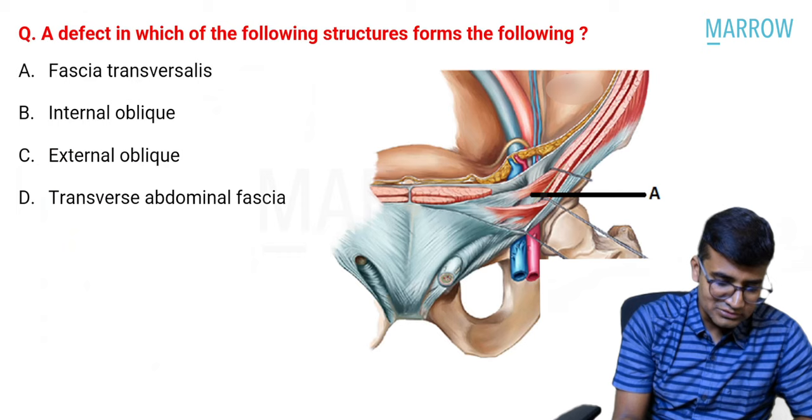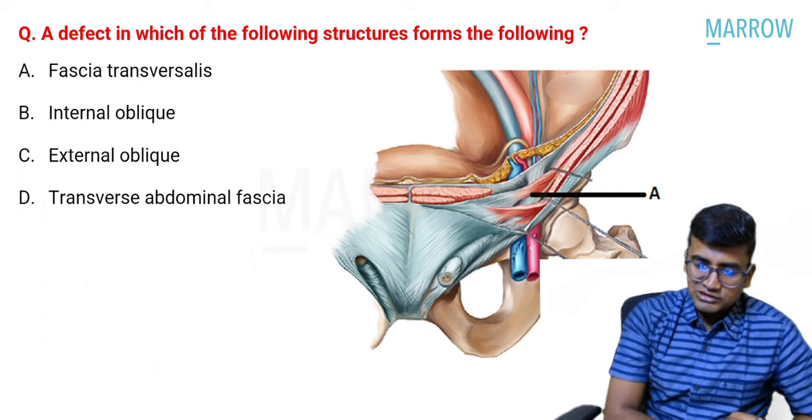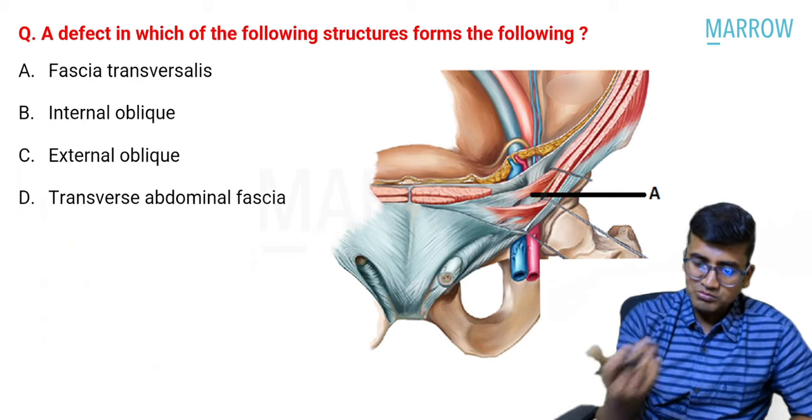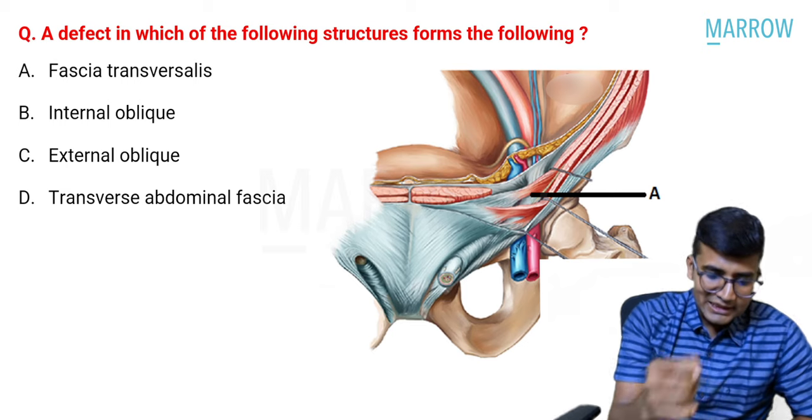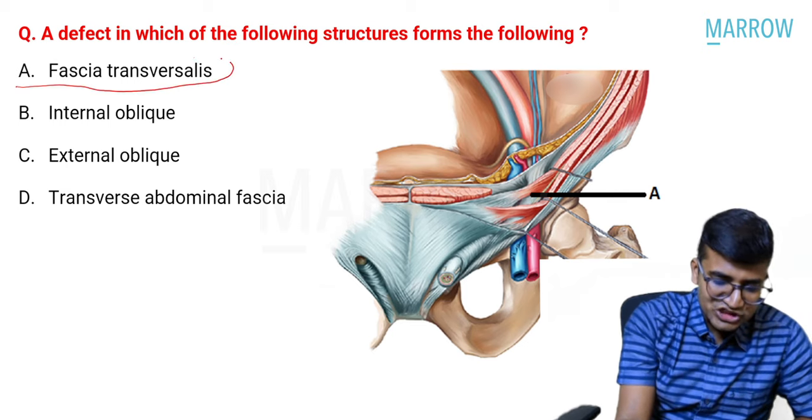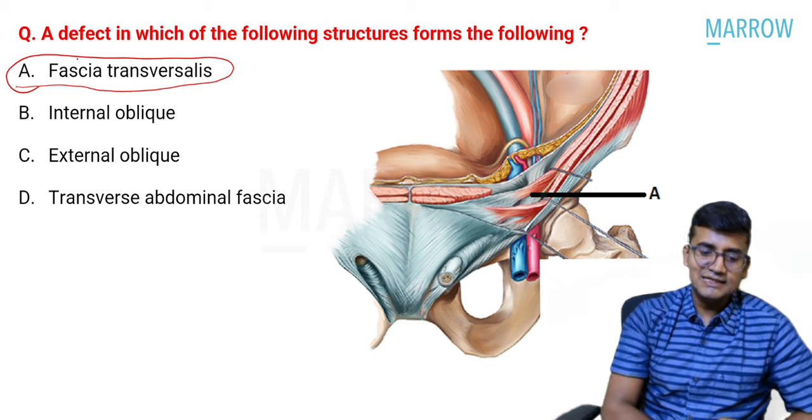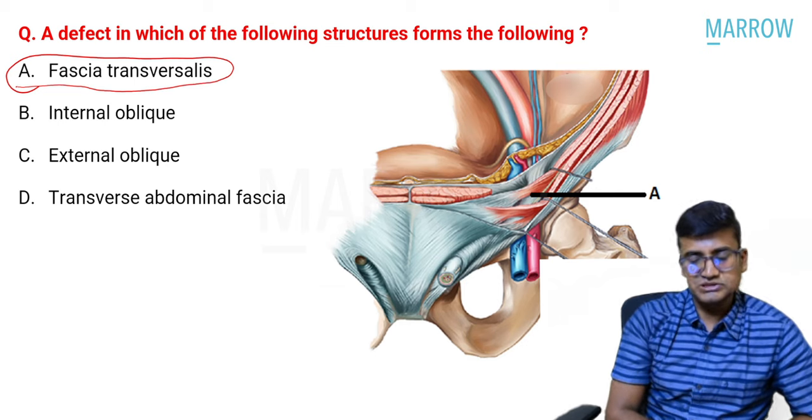Now, see this question. The defect in which of the following structures forms the following? The marked structure is our deep ring. The deep ring is a defect in the fascia transversalis. Option A is the answer for this question.